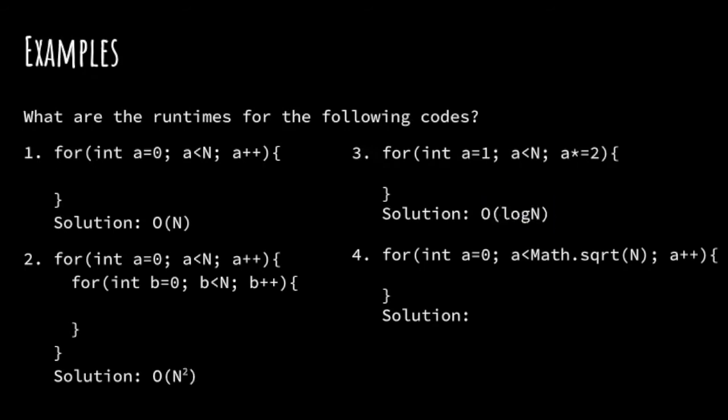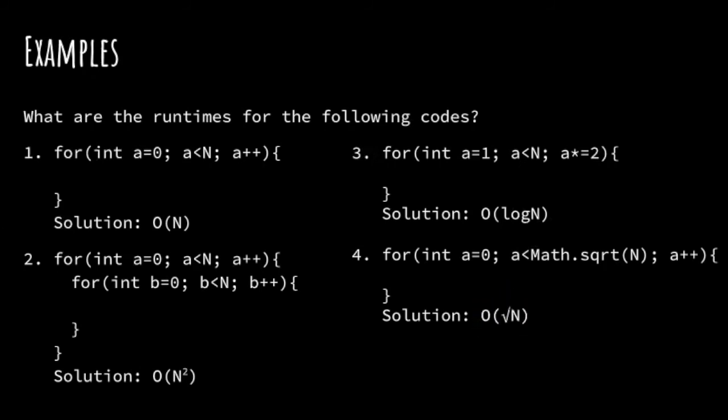So the answer is big O of log n because we start with a equals 1, and then a becomes 2, and then 4, and then 8, and then 16. So a grows exponentially. So as such, it would only take log n runs of the for loop before a reaches n. So now on to number 4. The solution will come in 3, 2, 1.